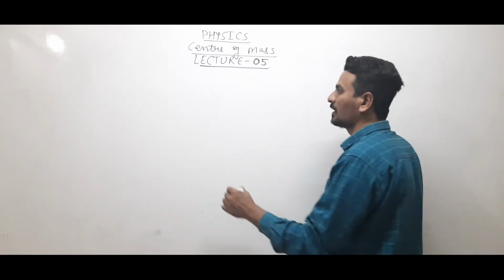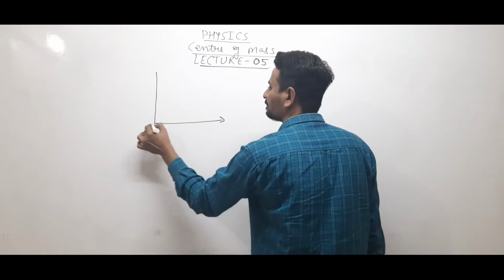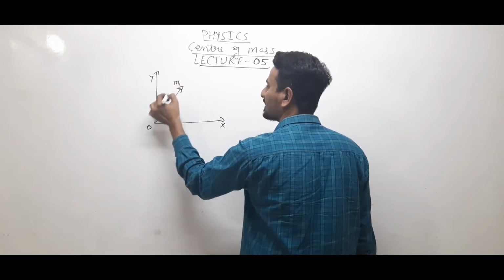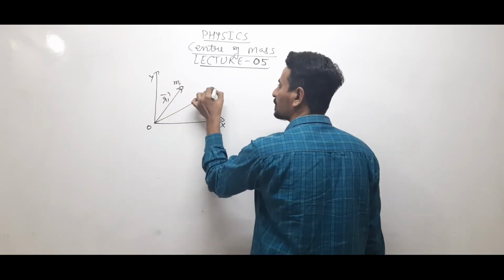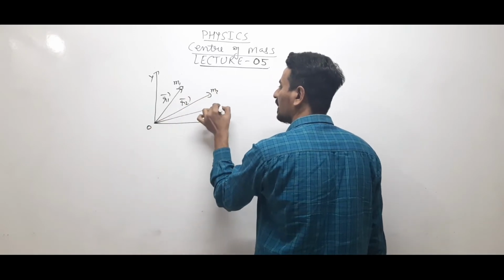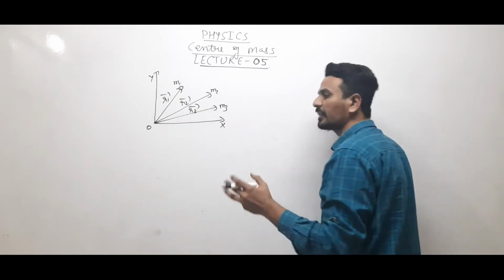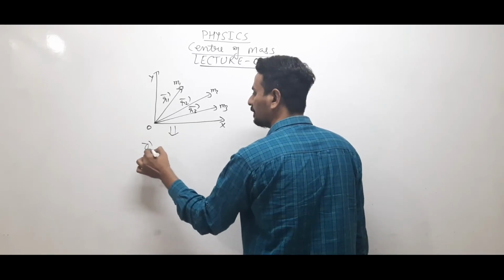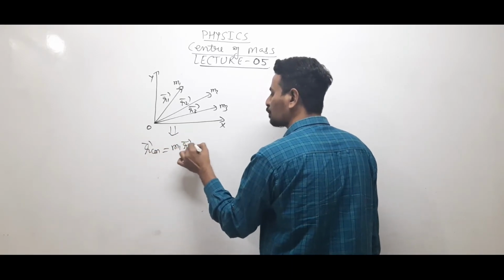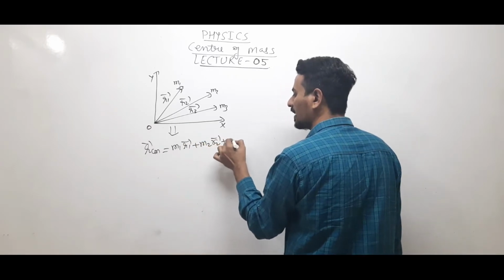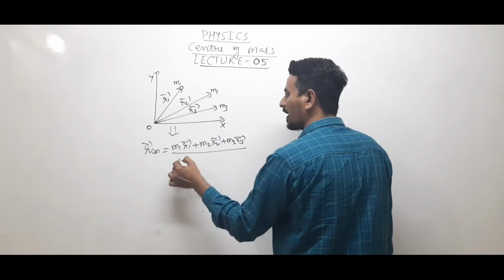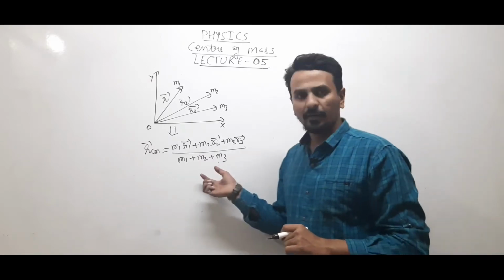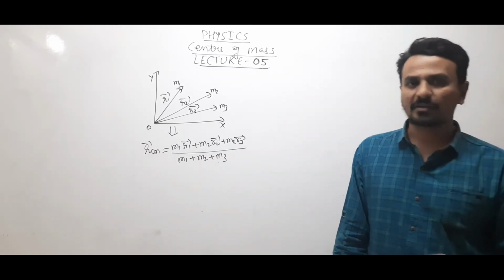See, we had earlier seen that there is a particle of mass m1, position vector r1, m2, r2. So these are the masses which are distributed discretely, they are not distributed continuously. For this we had used the formula R_CM is equal to m1 r1 plus m2 r2 plus m3 r3 upon m1 plus m2 plus m3.